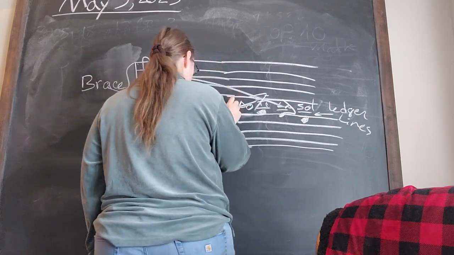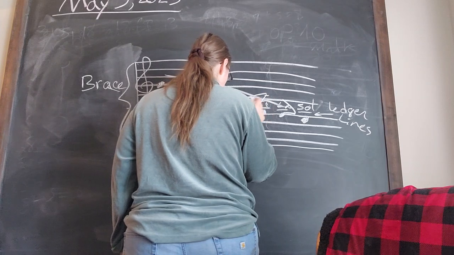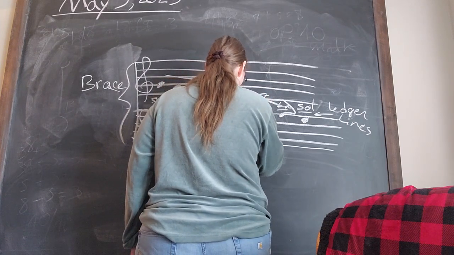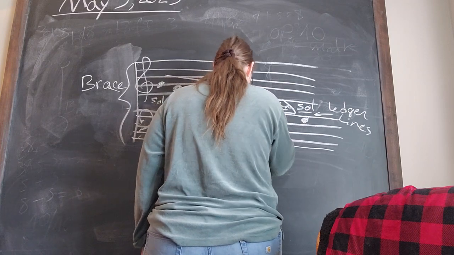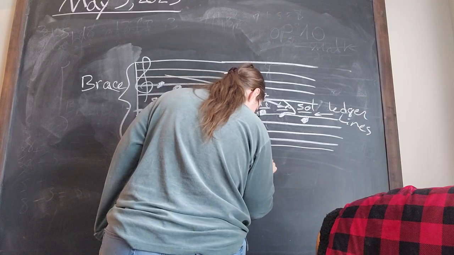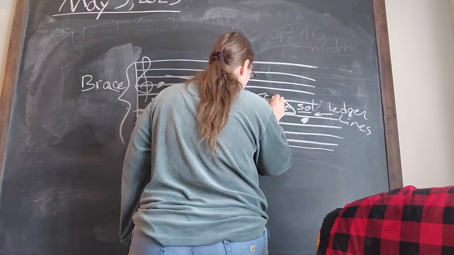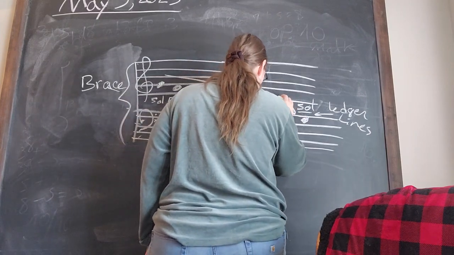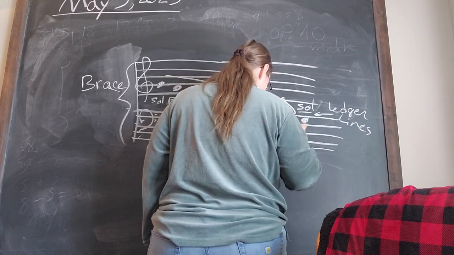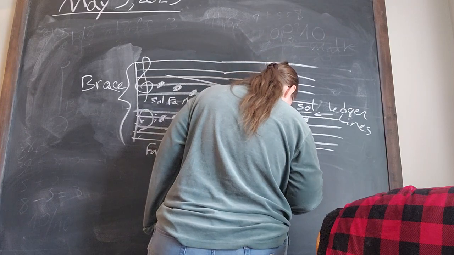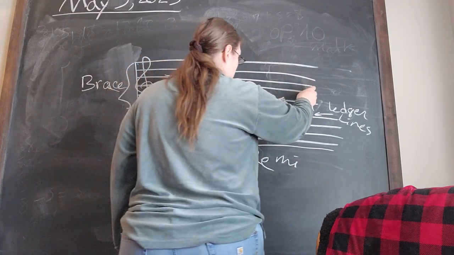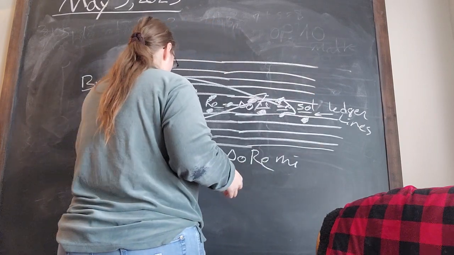So we have do. This pitch here is going to be re, which I've got writing all over the place. So this is re. And then on the staff here, we have mi, and everything is basically the same thing. Mi, and then fa, sol, la, and ti, and do.